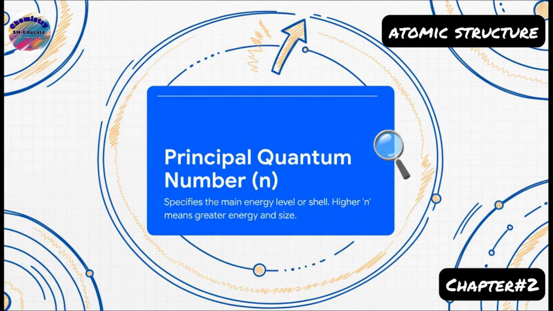This is the big picture part of the address. It's the city. It tells us the main energy level or shell that the electron is in. A small n, like 1 or 2, means the electron is hanging out close to the nucleus, with low energy. A bigger n means it's farther out, in a bigger shell, and has a lot more energy.